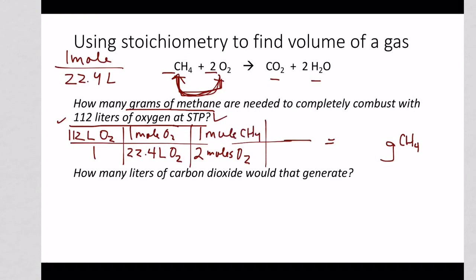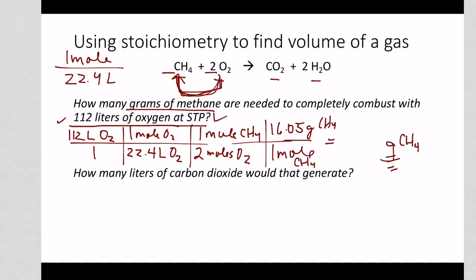Okay, now our very last step is we need grams of methane. So to get grams of methane, now we're going to do moles to grams. And how have we learned to do moles to grams? We multiply by the molar mass. So 1 mole of methane is equal to 16.05 grams of methane, because that's the molar mass.